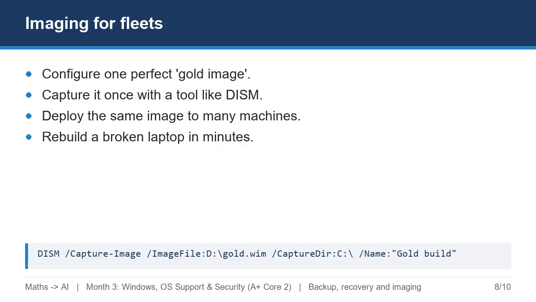Imaging scales the system image idea up. You configure one machine perfectly, the gold image, then capture it and deploy that single image to many computers so they all start identical. The tool DISM captures and applies Windows images, the .wim files. This is how an IT department rebuilds a broken laptop in 20 minutes instead of a day.